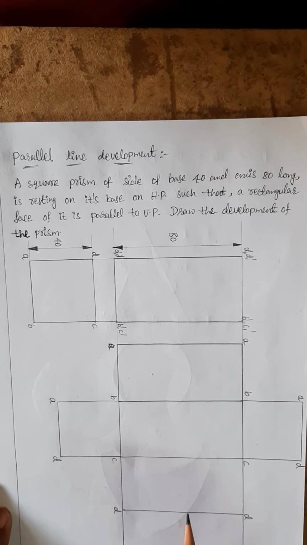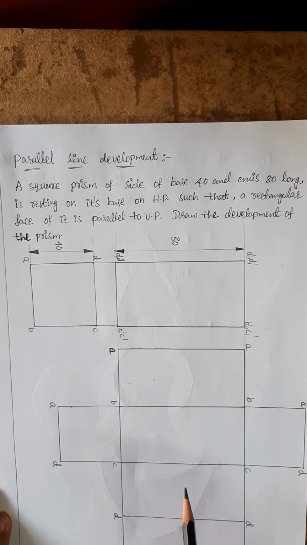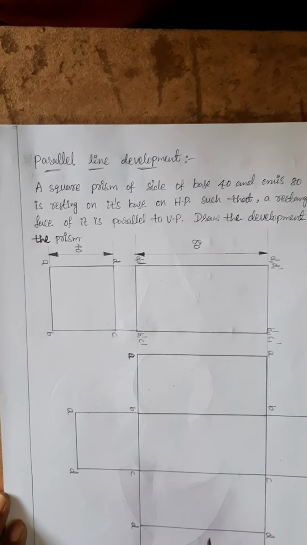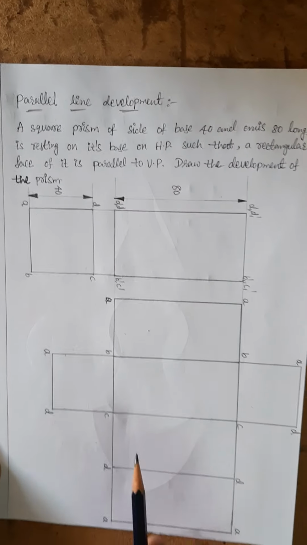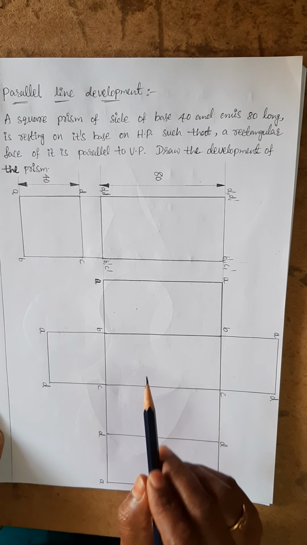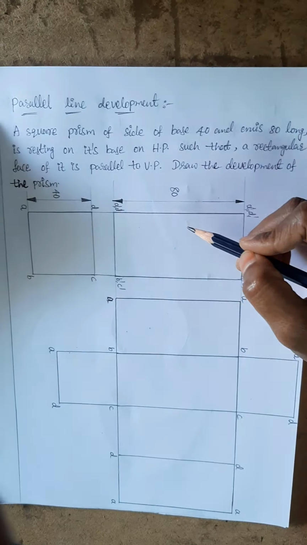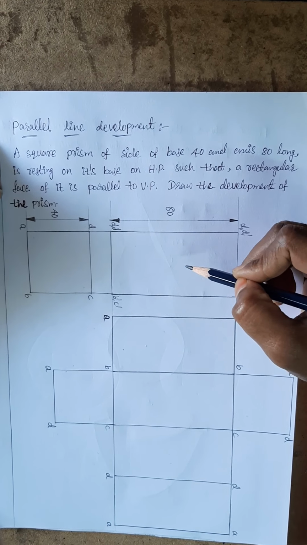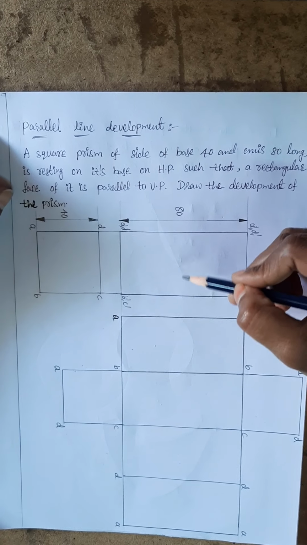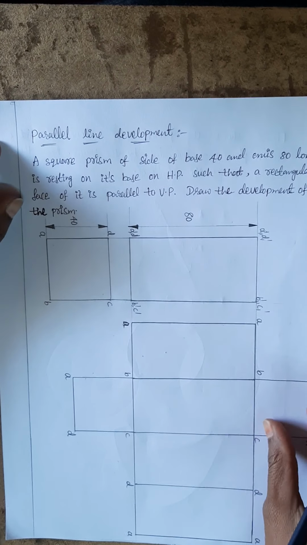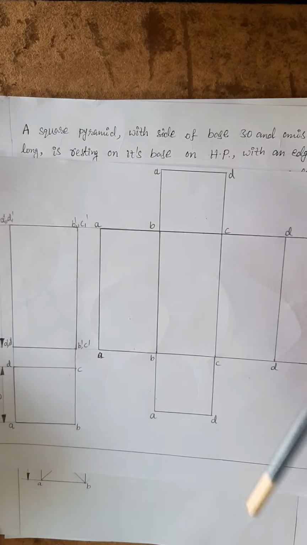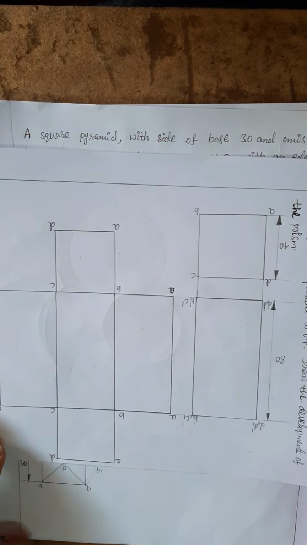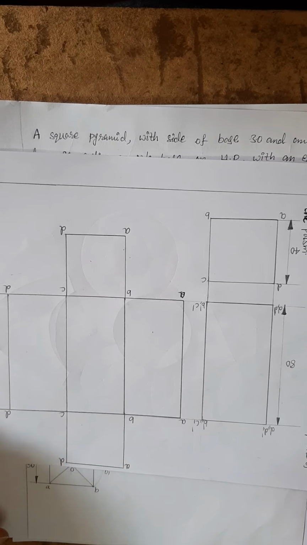For example, take a matchbox. A matchbox is a rectangular prism. This rectangular prism has top and bottom base squares and four rectangular sides. So the diagram is like this.